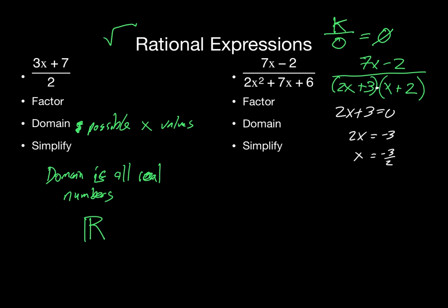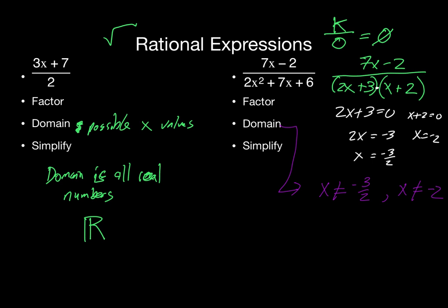Then I look at x plus 2. What makes x plus 2 equal to 0? x is negative 2. So for my domain, x cannot be negative 3/2. x cannot be negative 2.